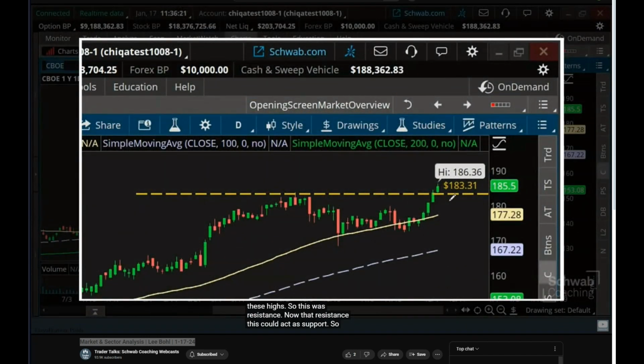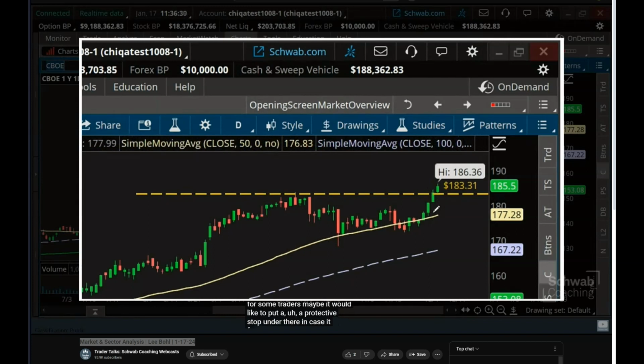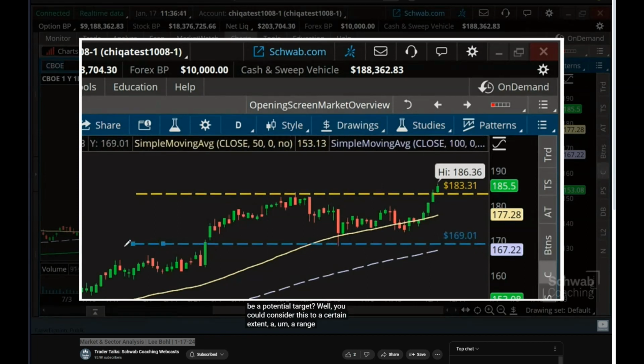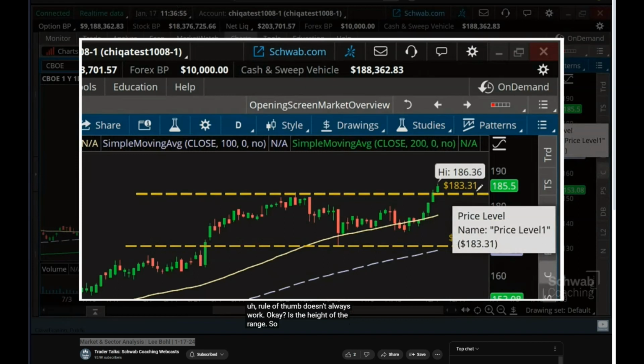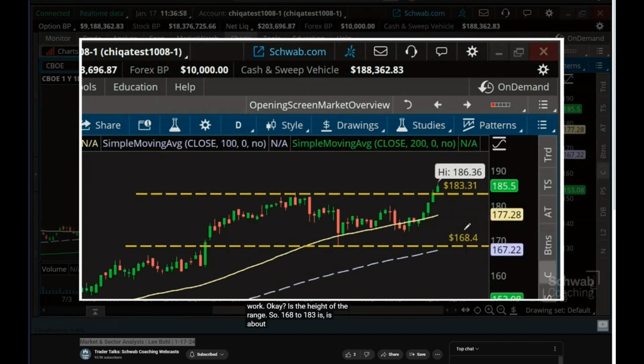So some traders maybe would like to put a protective stop under there in case it falls back into the range. Maybe they want to limit their risk. What would be a potential target? Well, you could consider this to a certain extent a range, maybe. And one technical analysis rule of thumb, which doesn't always work, is the height of the range. So 168 to 183 is about, what, 17 or 18 points. So that might be a potential target.